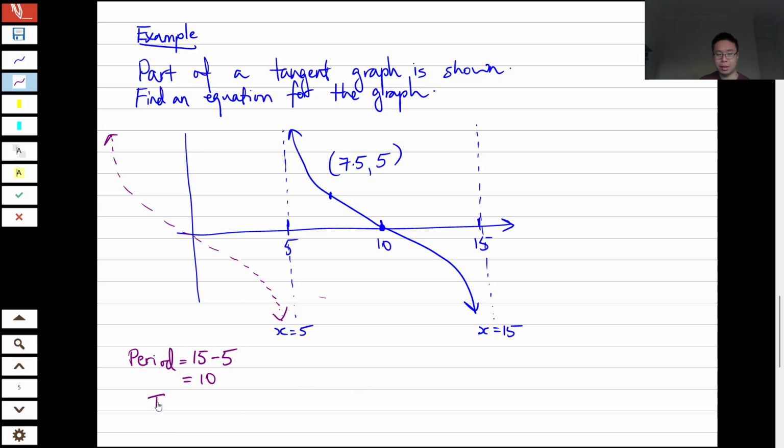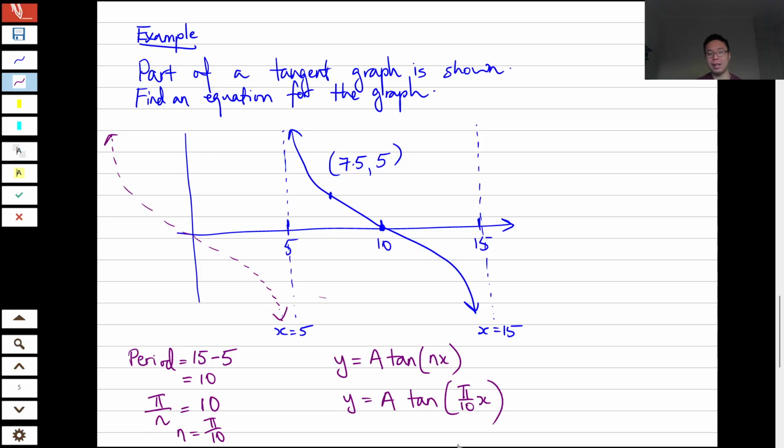So this time, if I define y equals a times tan of nx, my period is going to be pi on n instead of 2 pi on n. So pi on n is 10, which means n is pi divided by 10. So now I've got a situation where y equals a times tan of pi on 10 x. And now I need to substitute a coordinate to find a.